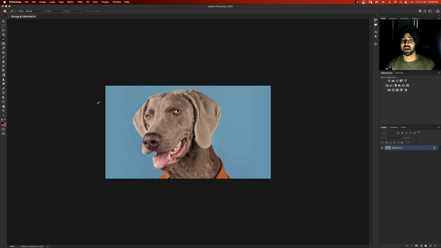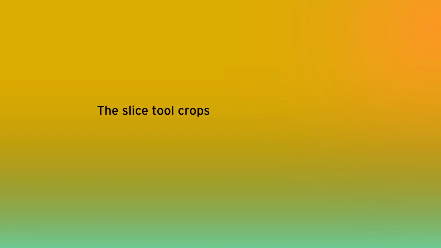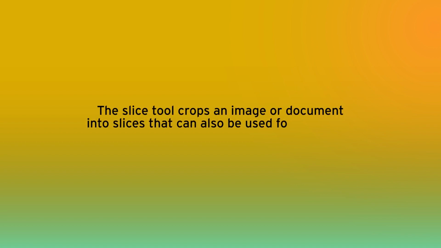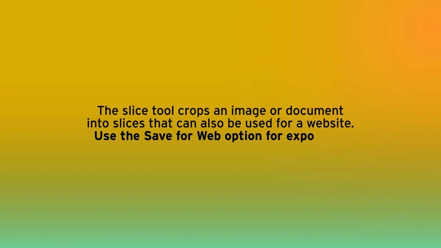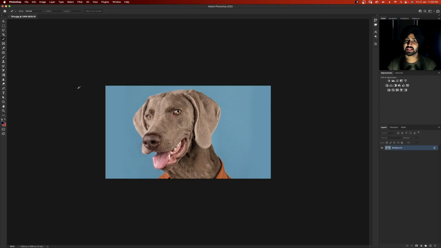Now I'd like to explain what a slice tool is and what its purpose is. The slice tool crops any image or document into small slices or pieces which can be used for a website. If you want to export slices, then you have to save it as a web so that you can find these slices or pieces of your picture including the HTML of that document. Let's understand it while doing practical.